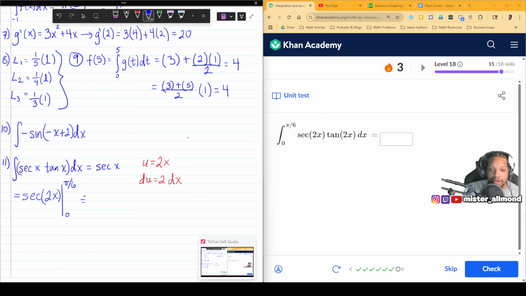Okay, so to evaluate this, I'm just going to replace x with pi over 6. And then me personally, I don't like evaluating secant, so I'm just going to rewrite this as 1 over cosine. And 2 times pi over 6 is the same thing as pi over 3. So that's my first iteration, and then I'm going to go minus, and then the same thing, but I'm going to replace x with 0 this time. So that'll be 1 over the cosine of 0. 2 times 0 is, of course, 0.